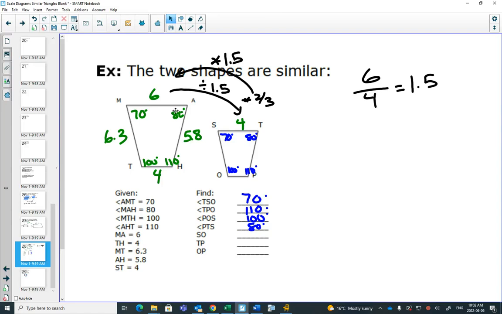So you take out your calculator, you go to the other sides, 4 divided by 1.5. This will be 2.67. 5.8 divided by 1.5 will be 3.87. And 6.3 divided by 1.5 will give us 4.2. So now that we've labeled our sides, we can go to the chart. S to O, that's my 4.2. T to P, that's my 3.87. And O to P is 2.67.